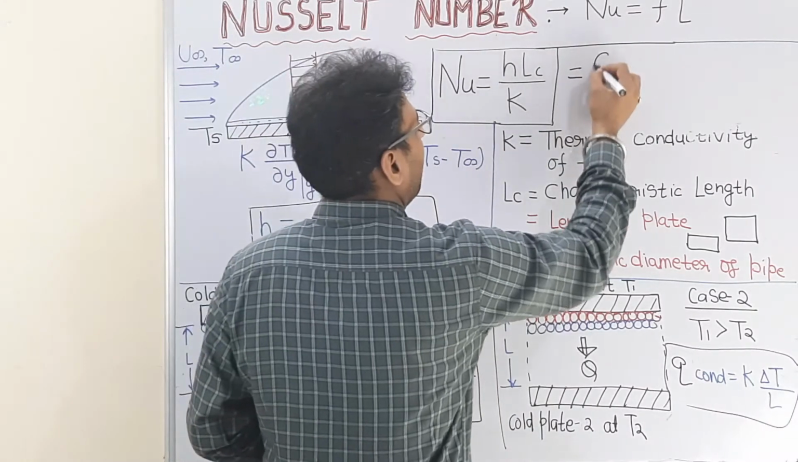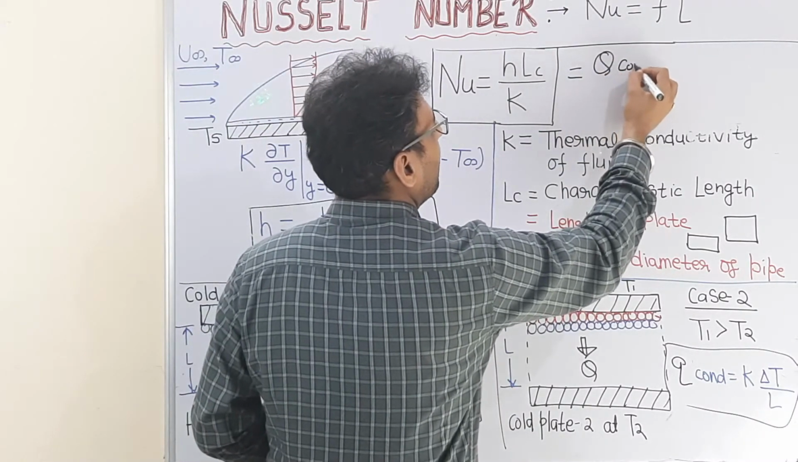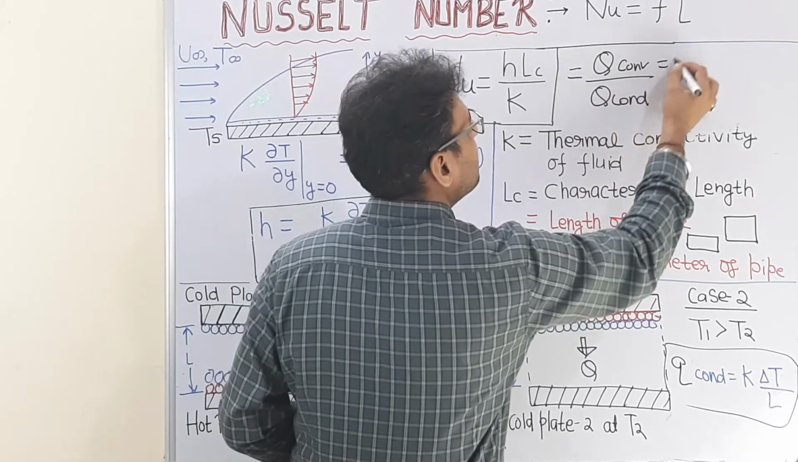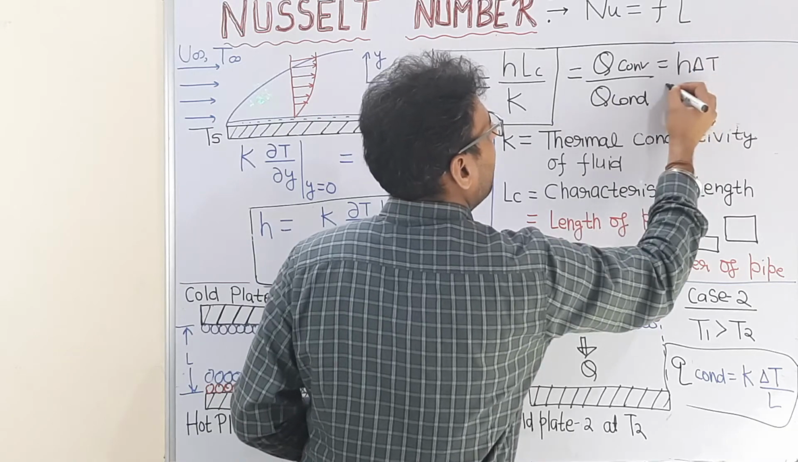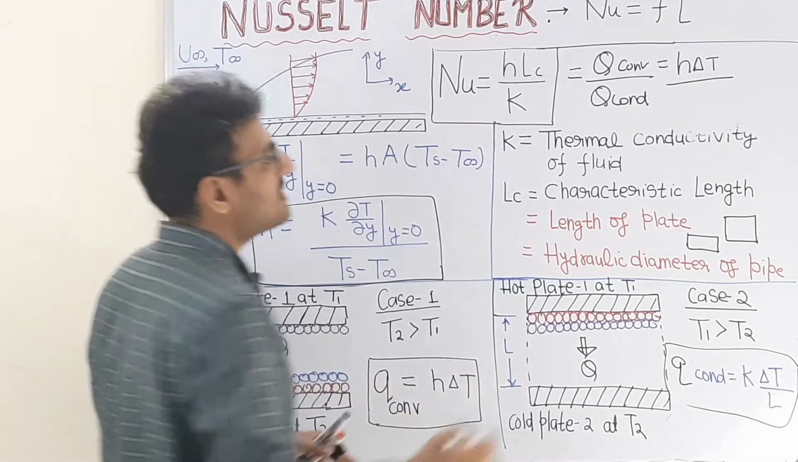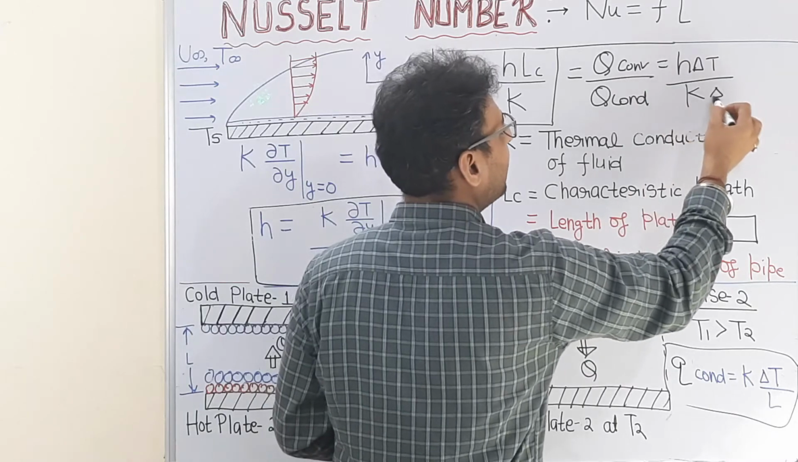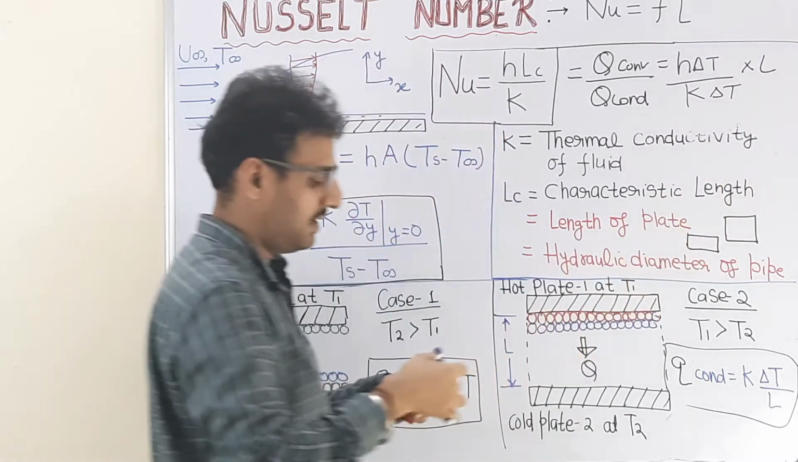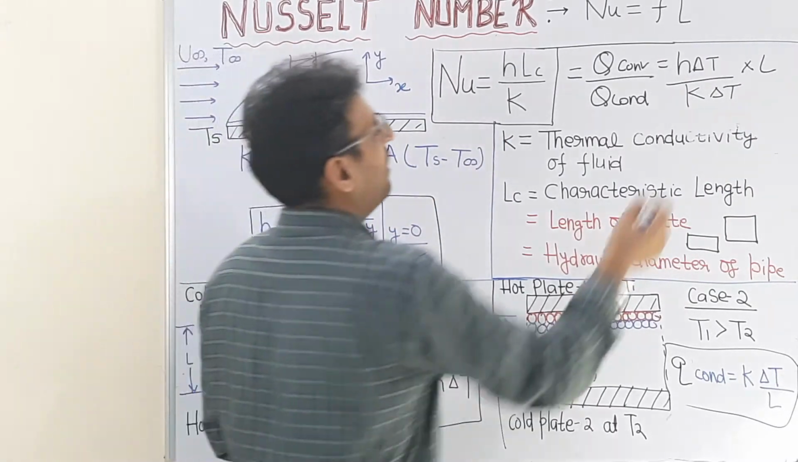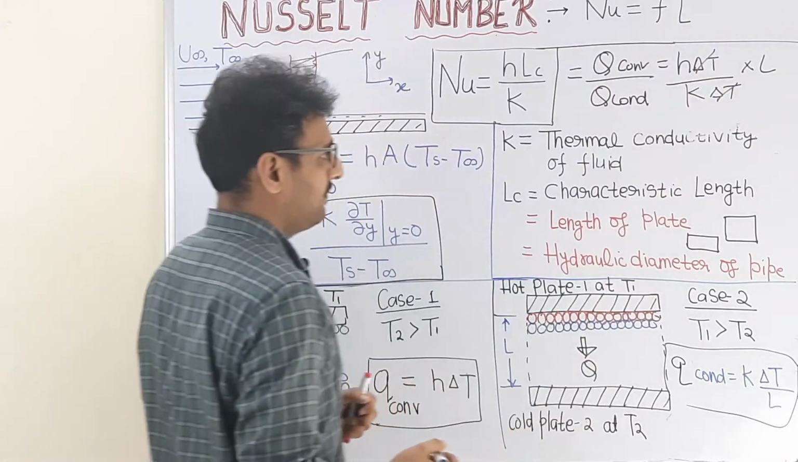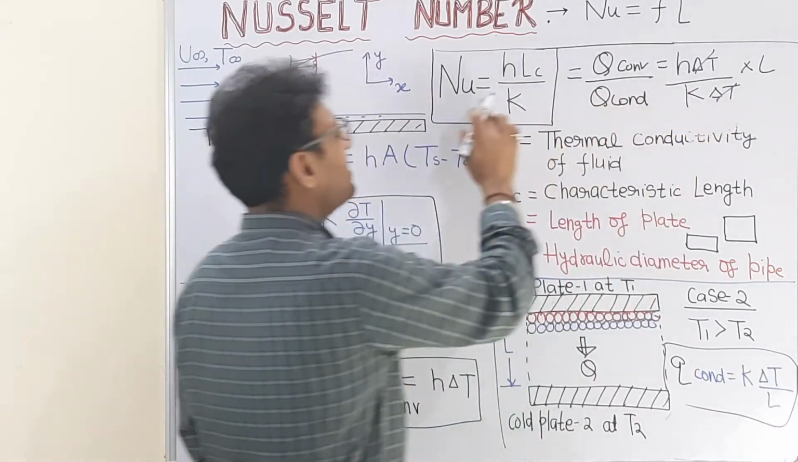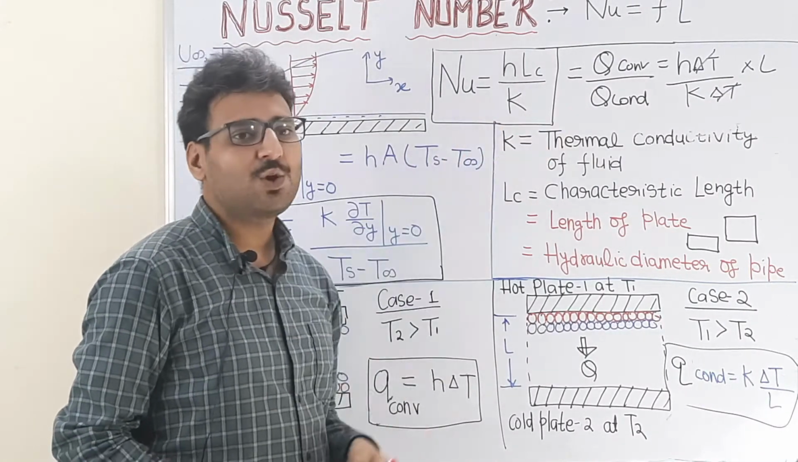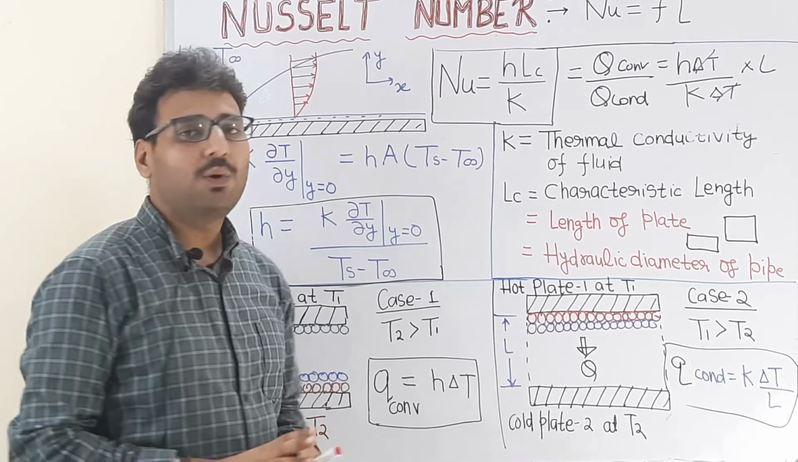Okay, divide Q convection by Q conduction. Q convection is h delta T and Q conduction is k delta T divided by L. So I am taking L here. Delta T and delta T will cancel each other and we will obtain hL by k, which is similar to the Nusselt number. Hence, the Nusselt number is basically the ratio of Q convection to Q conduction.